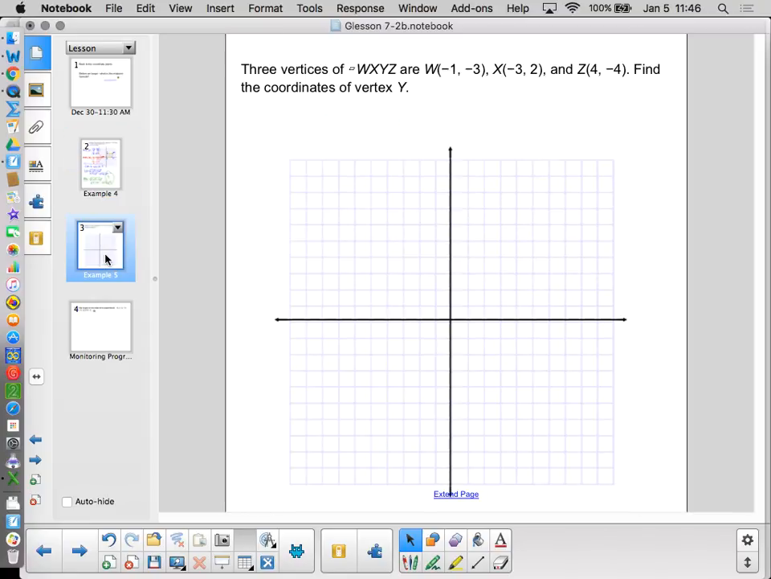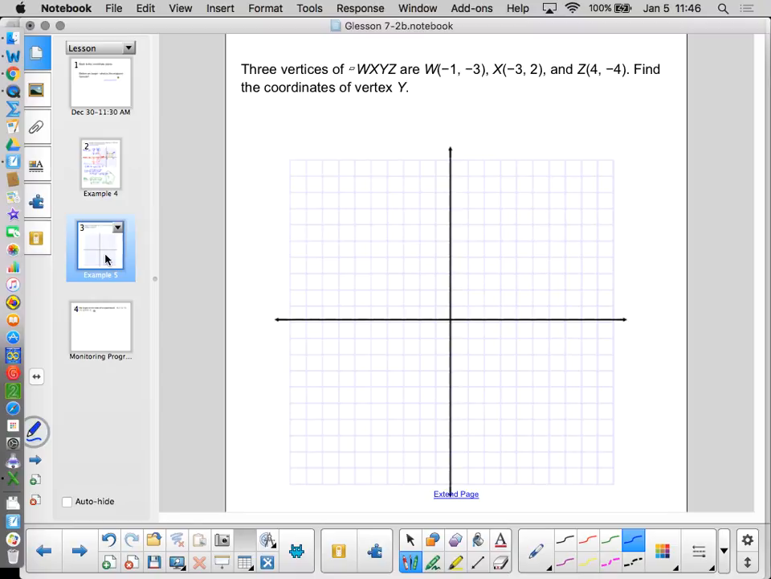Here's an interesting question. 3 vertices of WXYZ are given here. Find the coordinates of the vertex of Y. So you have W, X, and Z, but I don't know Y. I don't know why. That's kind of funny. Okay, so let's do this. And the best way to do this is with graphing, and we'll see why in just a second. Again, no pun intended there.